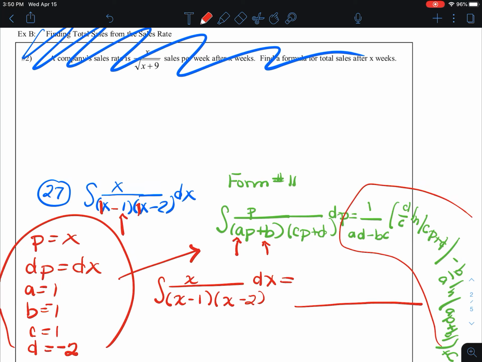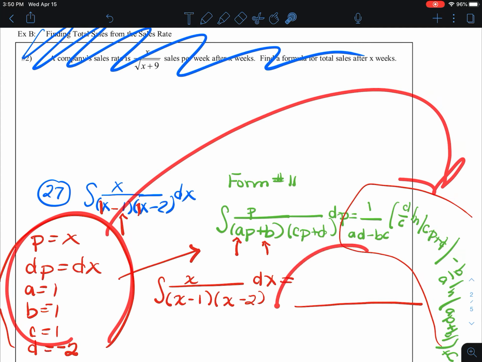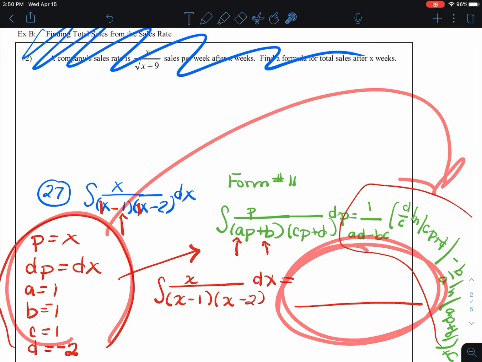Now going down the left side, this is all the stuff that I was writing down along the side, making all of these substitutions now into the right side, and that's going to represent what your answer is.